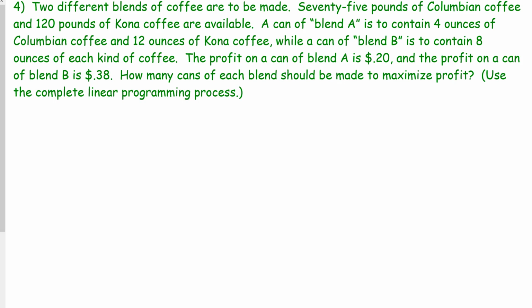Okay, so let's go ahead and identify our variables. So this is tricky for people. You really do need to identify your variables before you get going, or you can get pretty confused with this problem. Remember to go back to the question, how many cans of each blend should be made? Okay, so how many cans of blend A and how many cans of blend B? So I'm going to let A equal the number of cans of blend A, and I'm going to let B equal the number of cans of blend B.